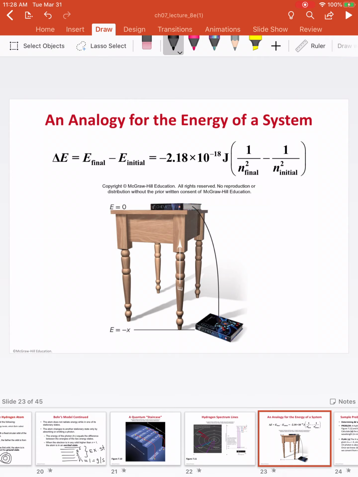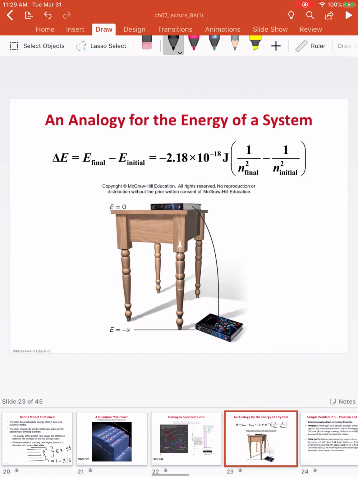So if you want to find out the energy of a system, we can use this equation right here. Delta E equals final energy minus initial energy. And the equation is negative 2.18 times 10 to the negative 18 joules, times 1 over n final squared minus 1 over n initial squared. And 2.18 times 10 to the negative 18 is a constant. So if you want to find out the energy of two different states, we can use this equation.